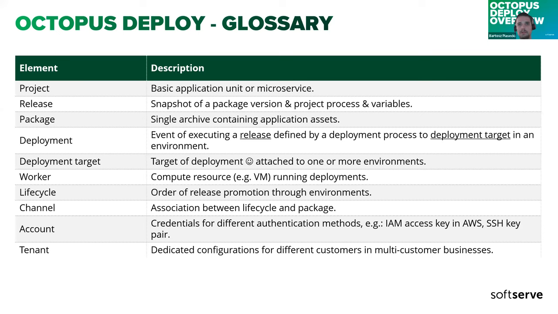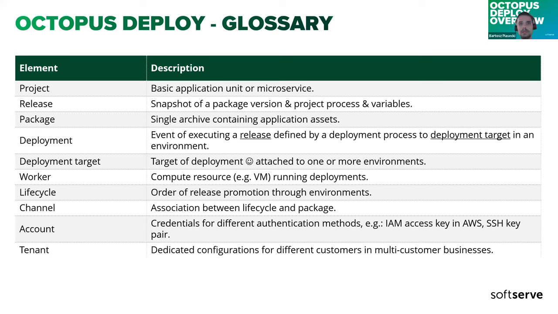And the steps that are executed during deployment are defined by a deployment process. And the deployment happens to a specific deployment target in a specific environment. So that's also a good thing to know. When it comes to a deployment target, it's just the target of deployment. It's attached to one or more environments, and we will see some examples of deployment targets later in the presentation.